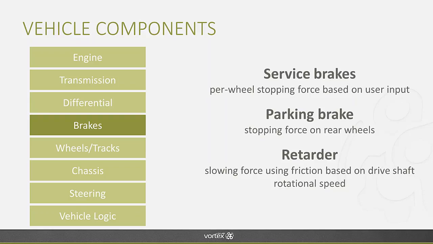The parking brake is a stopping force that is applied on the rear wheels based on another type of user input. Finally, you can also simulate the retarder. The retarder is not quite the same as service and parking brakes in that it's a slowing force, not a stopping force, and it is based on the friction created with the drive shaft's rotational speed. So this is something that is used typically in bigger vehicles such as trucks or dump trucks. Now, if you are modeling an automatic transmission, you will also have the parking gear that can act as a stopping force when the user selects that gear.